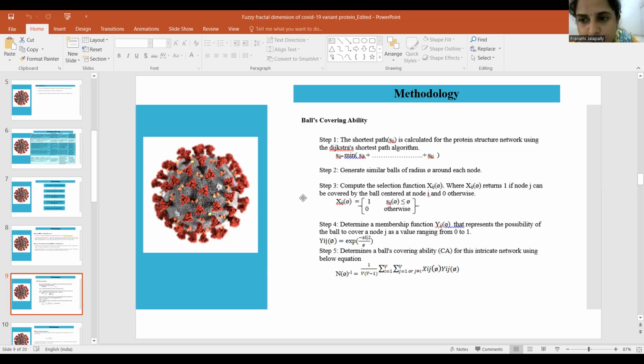Then we determined a membership function y of ij of phi that represents the possibility of the ball covering a node j as a value ranging from 0 to 1. Y of ij of phi is the exponential of minus s of ij whole square by phi. Then we determined the ball covering ability for the PSN network using this equation: N of phi inverse equals 1 by v into v minus 1, sigma i tends to 1 to v, sigma j tends to 1 to v, j not equal to i, x of ij of phi into y of ij of phi, where v denotes the number of nodes present in the PSN network.